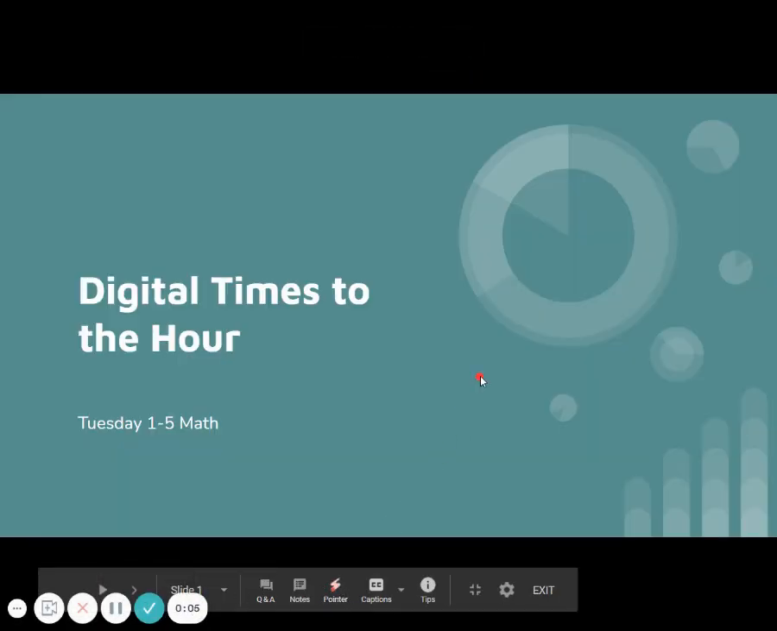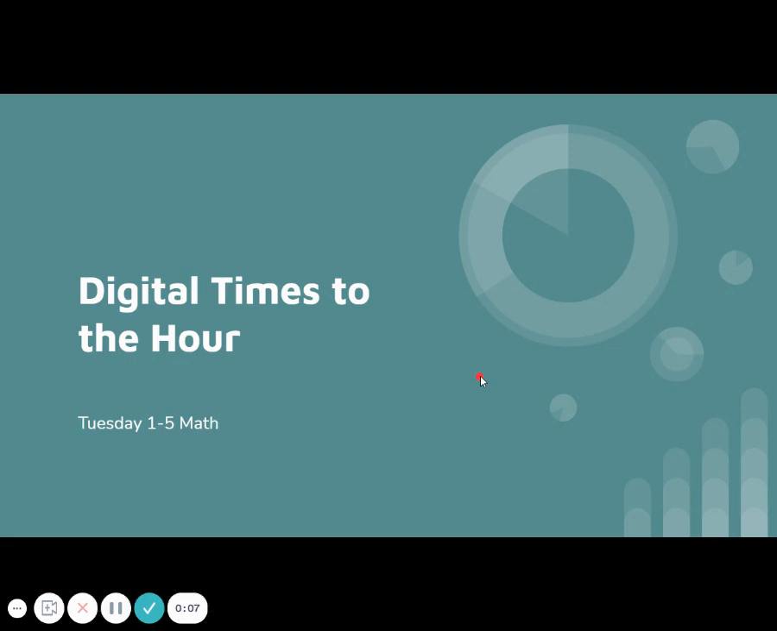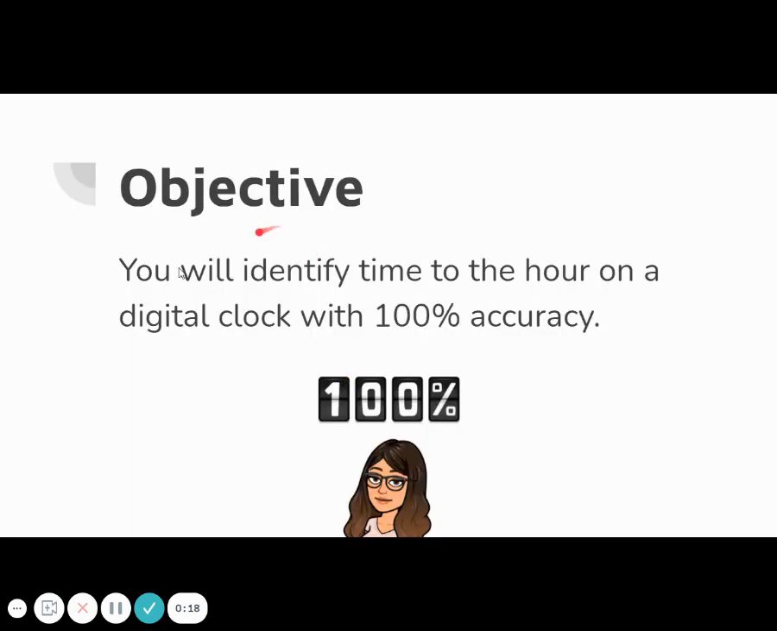Good Tuesday afternoon, friends. We are continuing to learn about our digital times to the hour. So we're learning about clocks this week. So we're going to go ahead and get started for today. Our objective is that you will identify time to the hour on a digital clock with 100% accuracy.